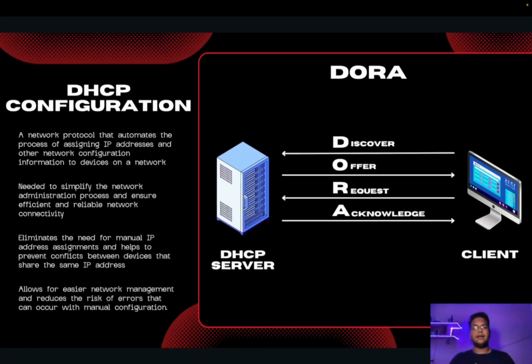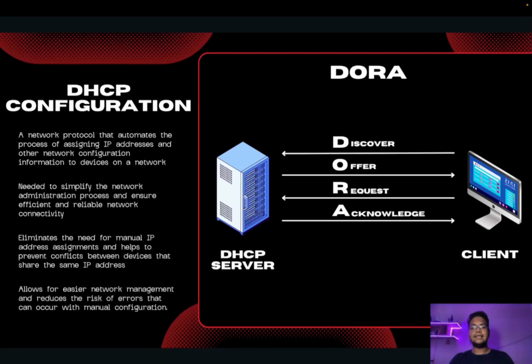DHCP configuration is a network protocol that automates the process of assigning IP addresses and other network configuration information to devices on a network. It is needed to simplify the network administration process and ensure efficient and reliable network connectivity. It eliminates the need for manual IP address assignments and helps us to prevent conflicts between devices that share the same IP address. It allows for easier network management and reduces the risk of errors that can occur with manual configuration of IP addresses.